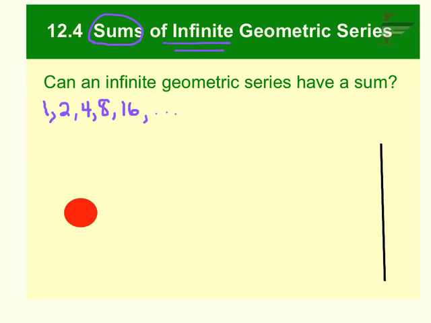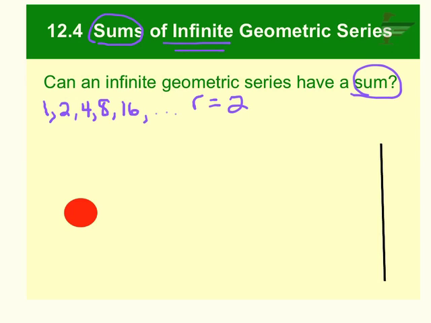So the question is, can an infinite geometric series have a sum? Well, if we were to add all of these numbers together, our sum is just going to keep getting bigger and bigger and bigger. And so we can't really get to one number for the total, for the sum, because these numbers just keep getting bigger, and that sum will just get bigger and bigger and bigger.